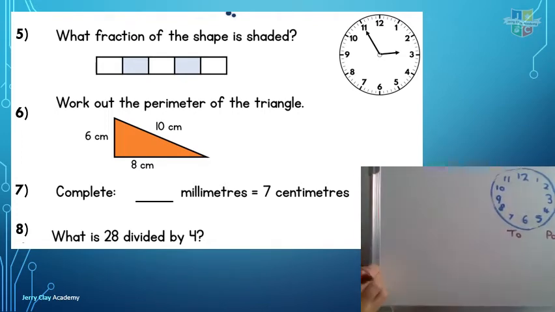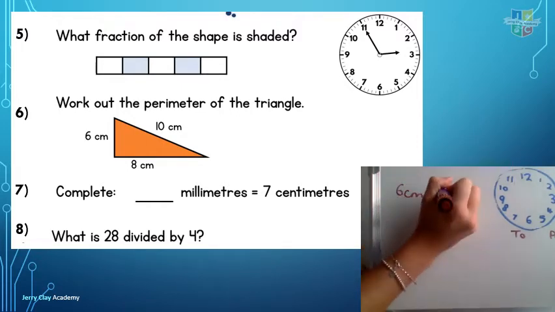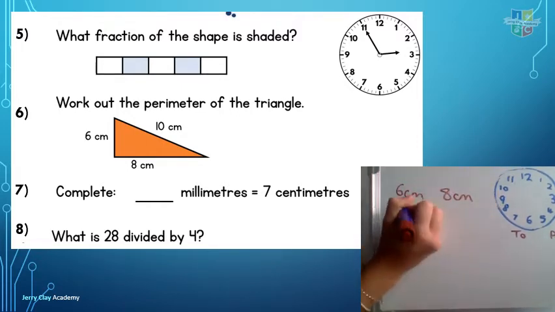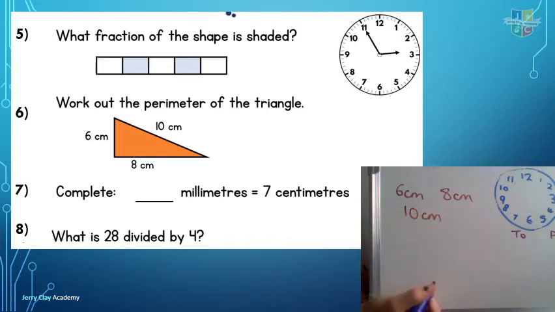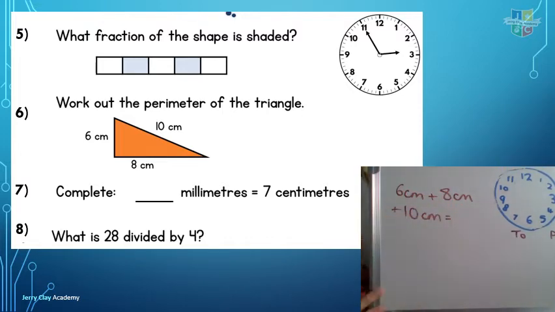Now we're looking at the perimeter, and I want to know what the total perimeter is around a triangle. So I know I've got 6 centimetres down one side, 8 centimetres down another side and 10 centimetres down the last side, and to find the perimeter we need to add all of these together to find my answer.